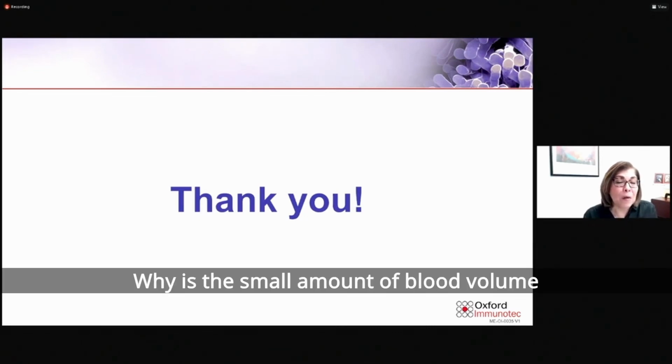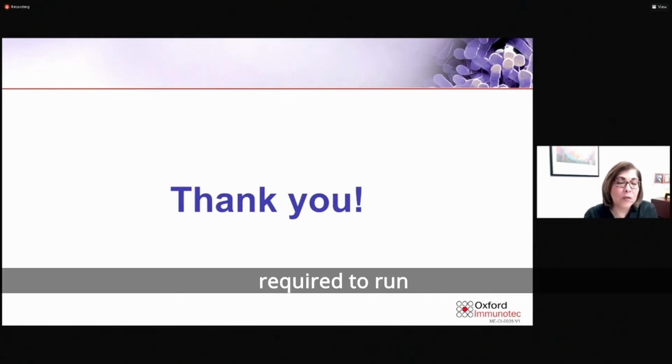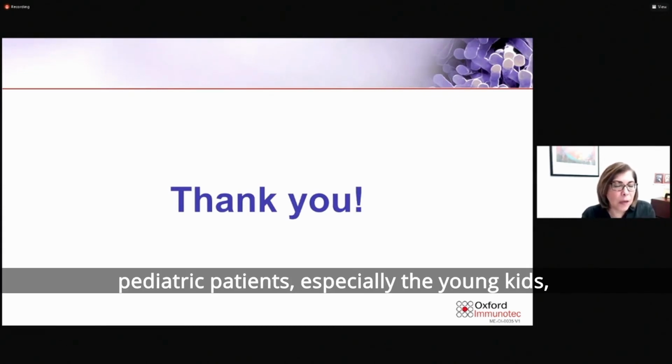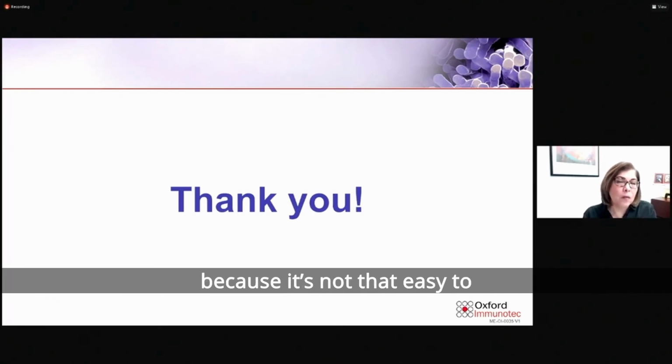Why is the small amount of blood volume required to run the T-SPOT.TB test beneficial to the patient and the clinician? This is especially important in pediatric patients, especially young kids, because it's not that easy to get a large amount of blood from them. And of course, the amount of blood is proportional to their size.